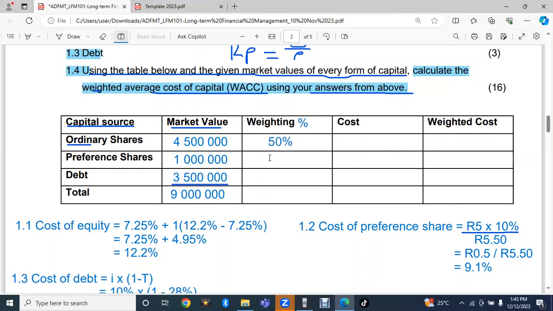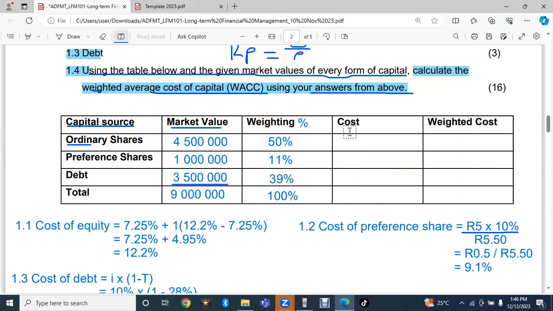And then for preference shares, you take the market value of 1 million and divide by 9 million. Remember to round your answer to the nearest whole number. I'm getting 11%, so I'm rounding to the nearest whole number. I'm not taking decimals. And then the weight for debt, you take the market value of 3.5 and divide by the total of 9 million multiplied by 100, and I'm getting 39%. Remember that your weights must always add up to 100%.